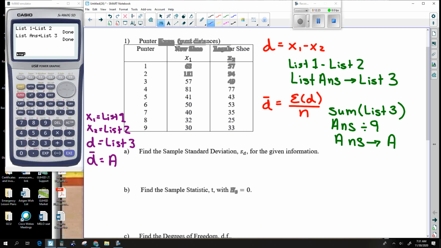Okay, I need to find the average of what I just created. So I need to sum that, so catalog, T, up a couple. List 3, so I'm taking the average of list 3, my differences, divide by the number of numbers, which is 9, and then store that as the letter A.